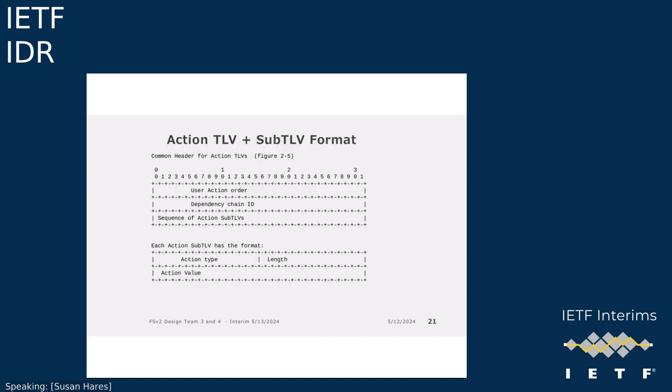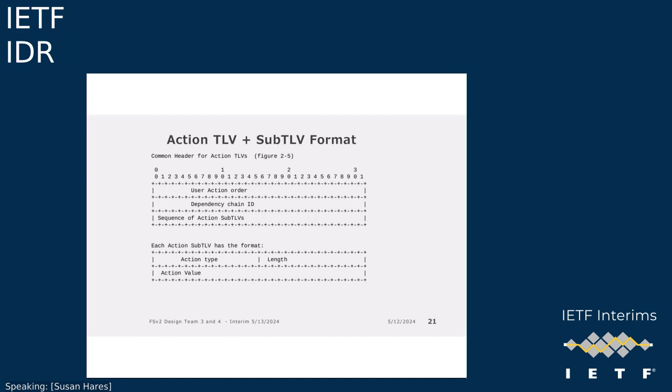So what would the actions look like inside? Well, there would be a common action TLV header to give some action order. Okay, there's a global action order on it that's 1, 2, 3, and perhaps a dependency chain ID. Now, dependency chain is a more complex thing. For example, you might want to do the SFC actions followed by the VLAN actions, or you might want to say, okay, I'm going to redirect and do DSCP. The dependency chain would say, okay, chain this to the other actions.